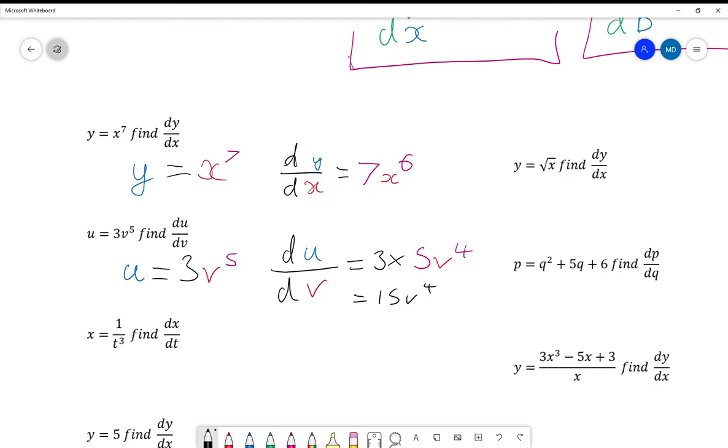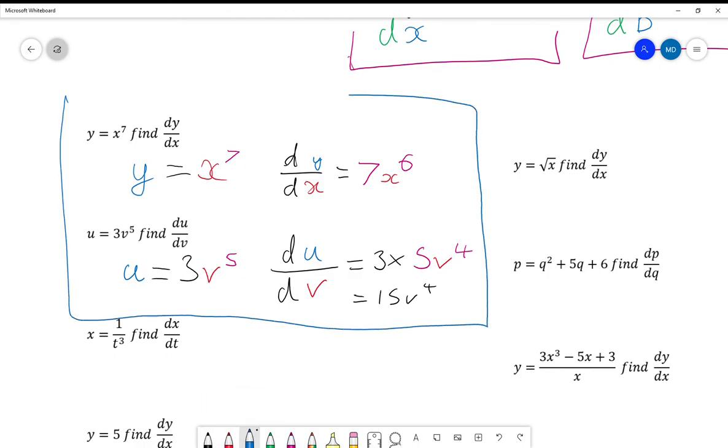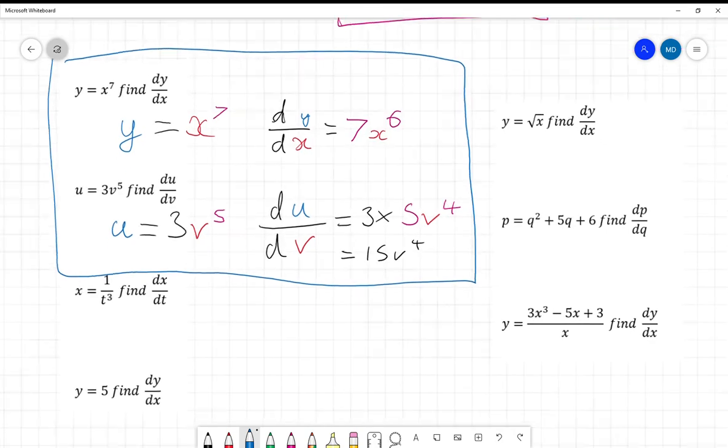So these are your 2 basic examples. These are the ones that show you the very simple principle at work here of how we're bringing the multiple down and then bringing that power down as a multiple and then subtracting 1 from it on the power. So this is your basic starting off point. Now we're going to go into slightly more complicated areas, slightly more awkward things which are going on.